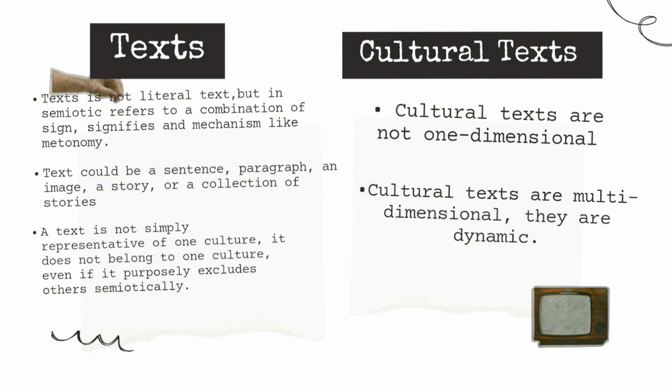Let's go to cultural texts. Cultural texts are not one-dimensional. They are multidimensional. They are dynamic. Culture is fluid rather than static, which means that culture changes all the time, every day, in subtle and tangible ways. Because humans communicate and express their cultural systems in a variety of ways, it can be hard to pinpoint exactly what cultural dynamics are at play.